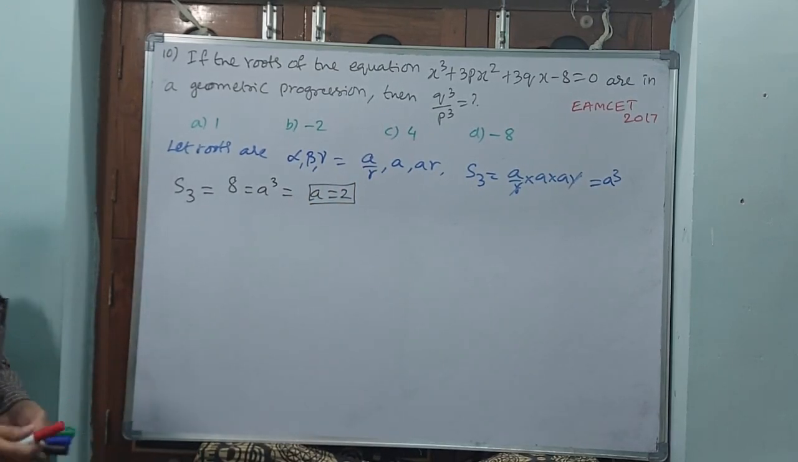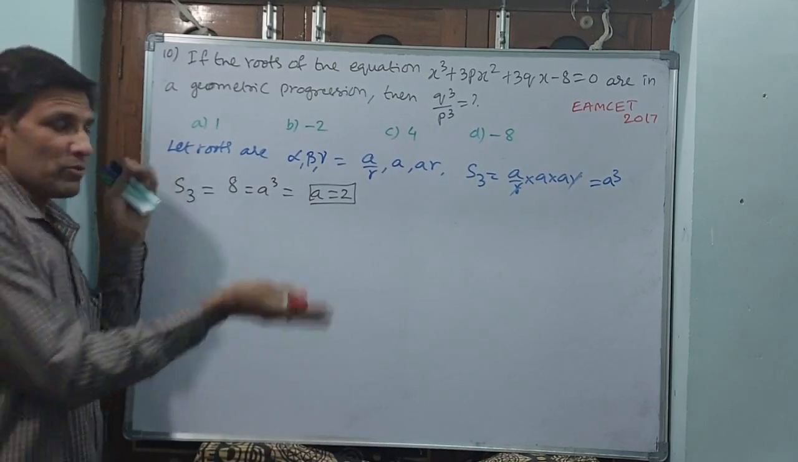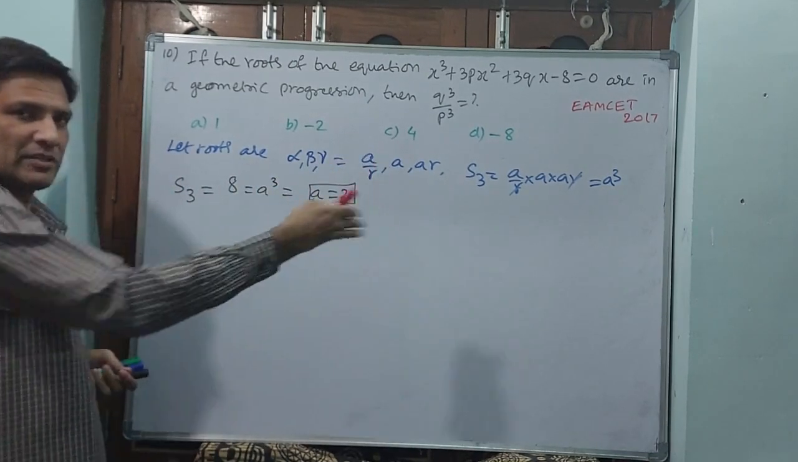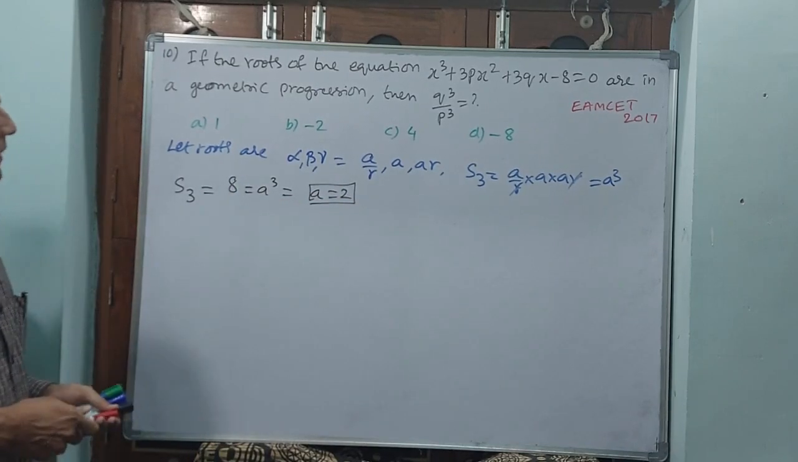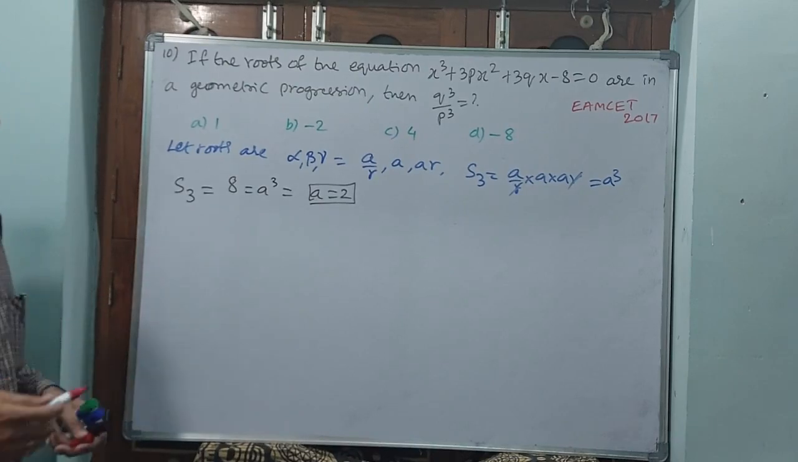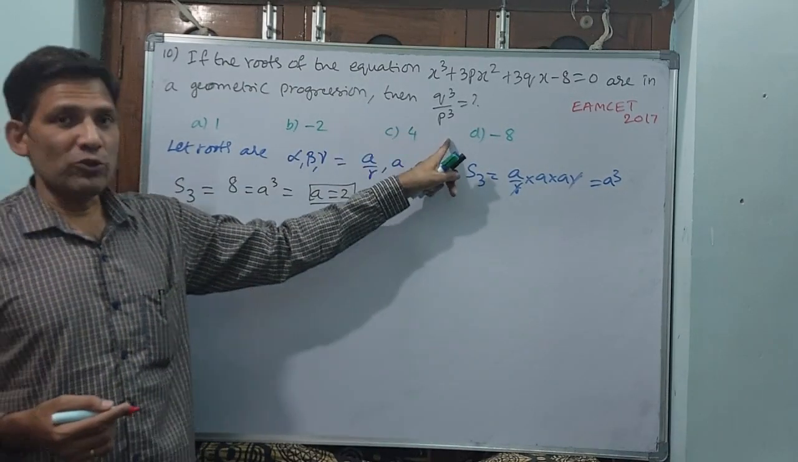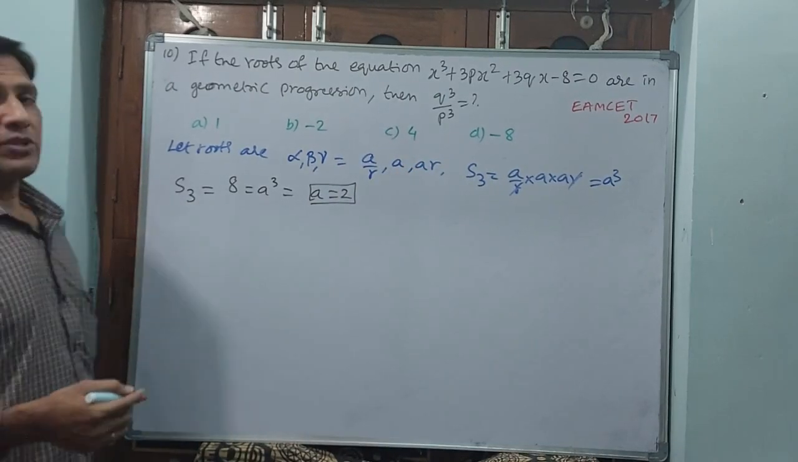If you are watching only this question, you will not understand. Please watch the previous questions also, because I have jumped 1, 2, 3 steps. You have got the a value, but the r value you don't know. But they are asking q cube by p cube. Let us proceed further.